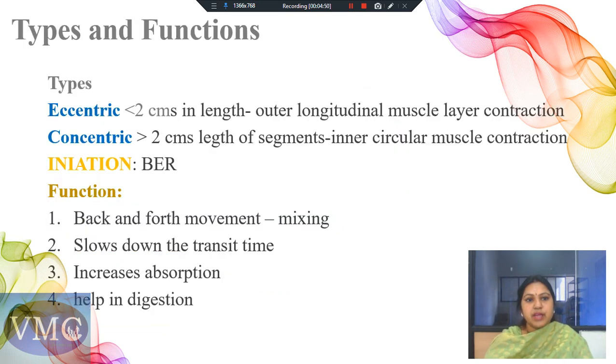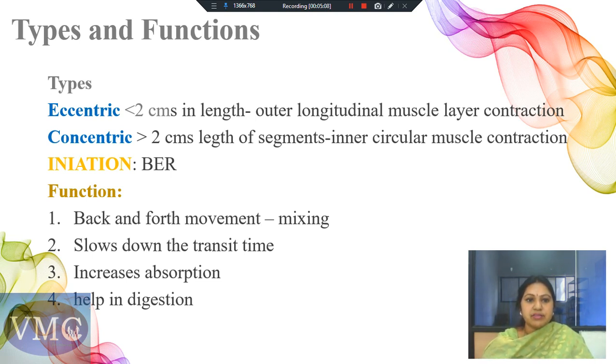So there are two types of segmental contractions. One is eccentric contraction and another one is concentric contraction. In eccentric contractions, which involve less than 2 centimeters in length, the outer longitudinal muscles contract. So the outer longitudinal muscles contract like this. Okay, this is eccentric contraction.